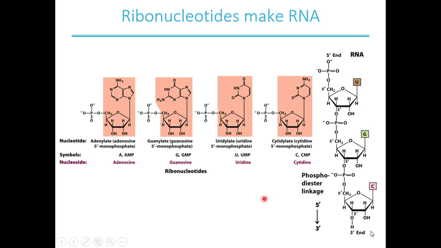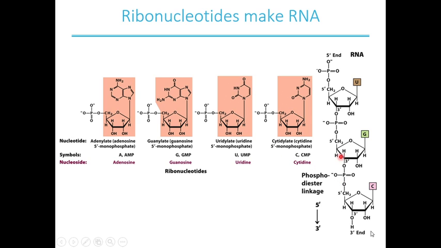Ribonucleotides make RNA. There are two major differences between DNA and RNA. The first one is that RNA has a 2' hydroxy substituent on its ribose sugar, whereas deoxyribonucleic acids do not have a 2' hydroxy substituent. The second difference is that RNA has uridine, which is a nucleoside, which makes uridylate, that is a nucleotide, whereas DNA has thymine as nucleoside. The major difference between uridine and thymine is the base. Thymine has an additional methyl substituent at this position.